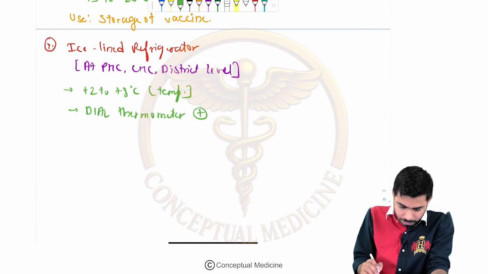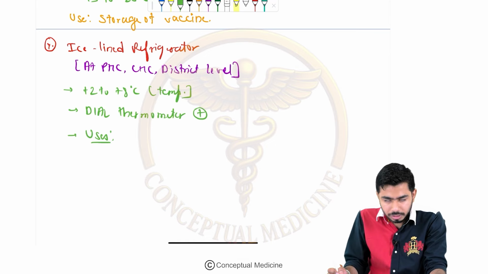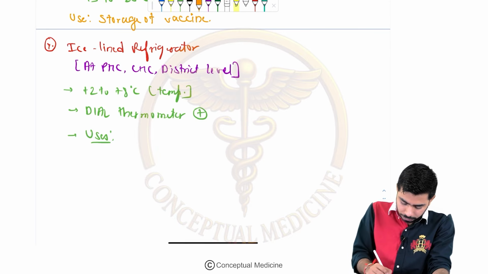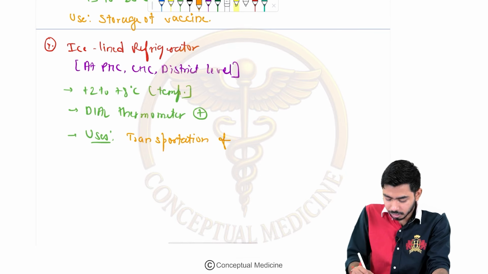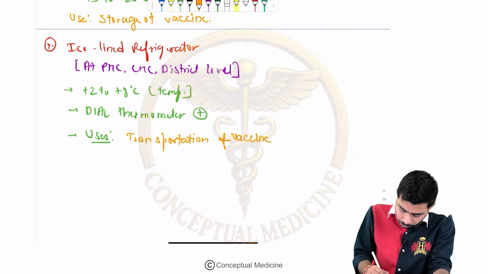Next point, what are the uses of this ice lined refrigerator? Uses will be the transportation of the vaccine to the site. Till now I was talking about the storage of the vaccine. In the ice lined refrigerator I am talking about the transportation of the vaccine, right? So for this purpose we are using two things.